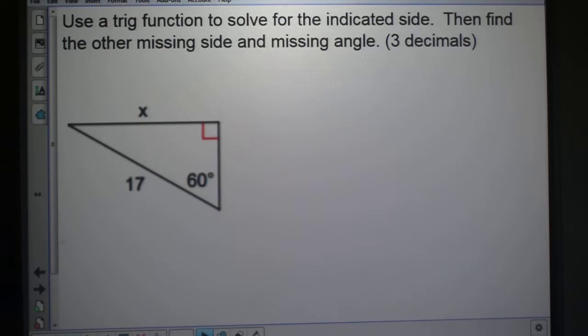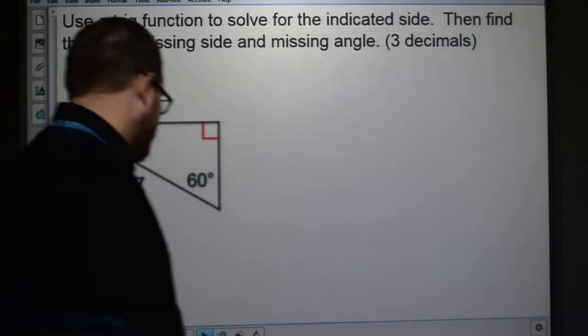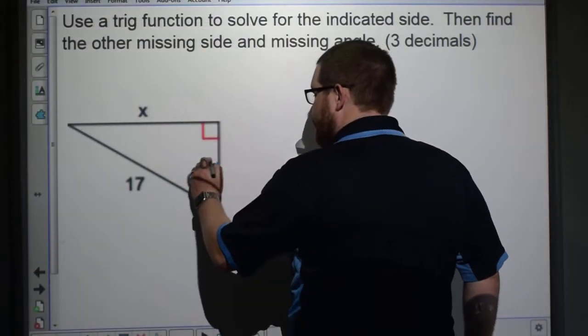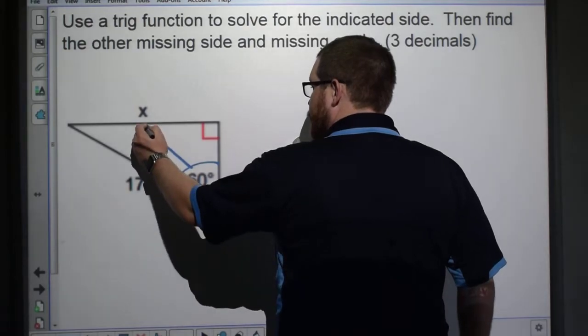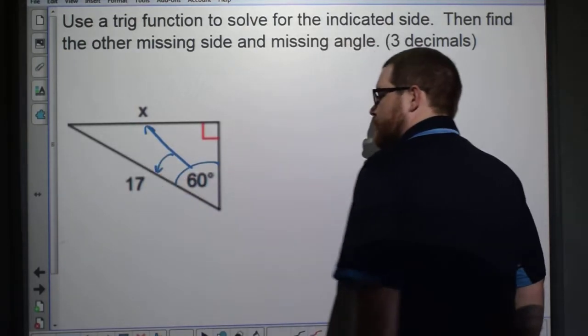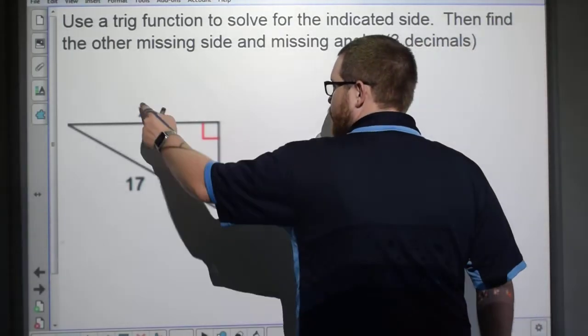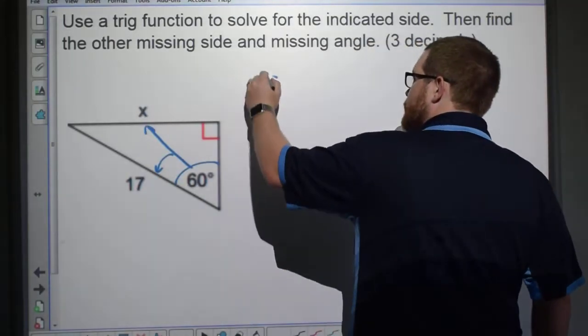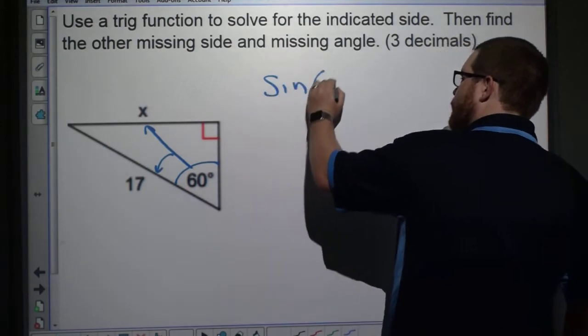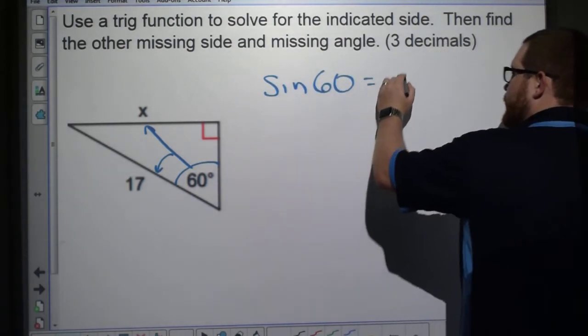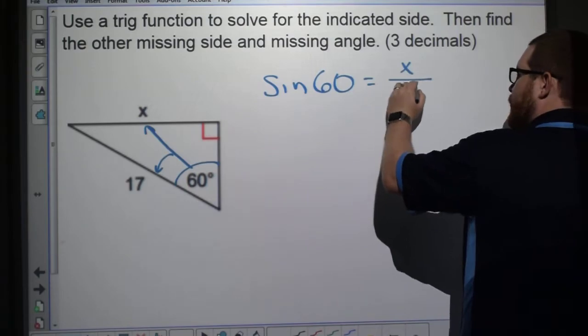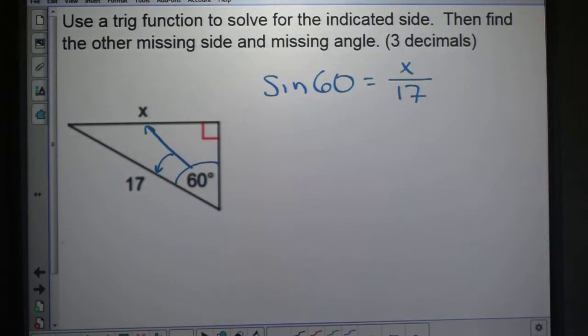So let's take a look at this problem. I want to find x, and then I want to find the other missing side. We're going to go to 3 decimals. Well, here's the angle that I know. These are the two sides that I also am looking for. I know 3 things. What ratio is this? Well, I know the opposite and the hypotenuse. So that's sine of the angle equals the opposite over the hypotenuse. Now let's solve for x.